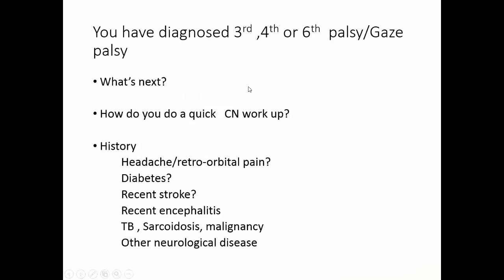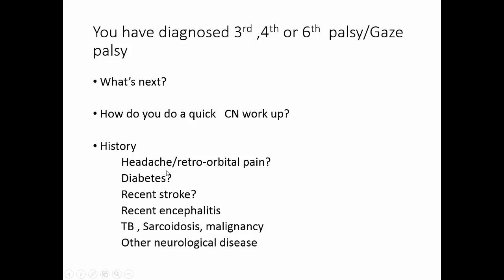Right. Once you have diagnosed third, fourth, sixth nerve or gaze palsy or whatever, that is only an anatomical diagnosis. You have to do a quick cranial nerve workup to see associated neurological findings, so that you can advise the radiographer which areas to look at when you order the neuroimaging.